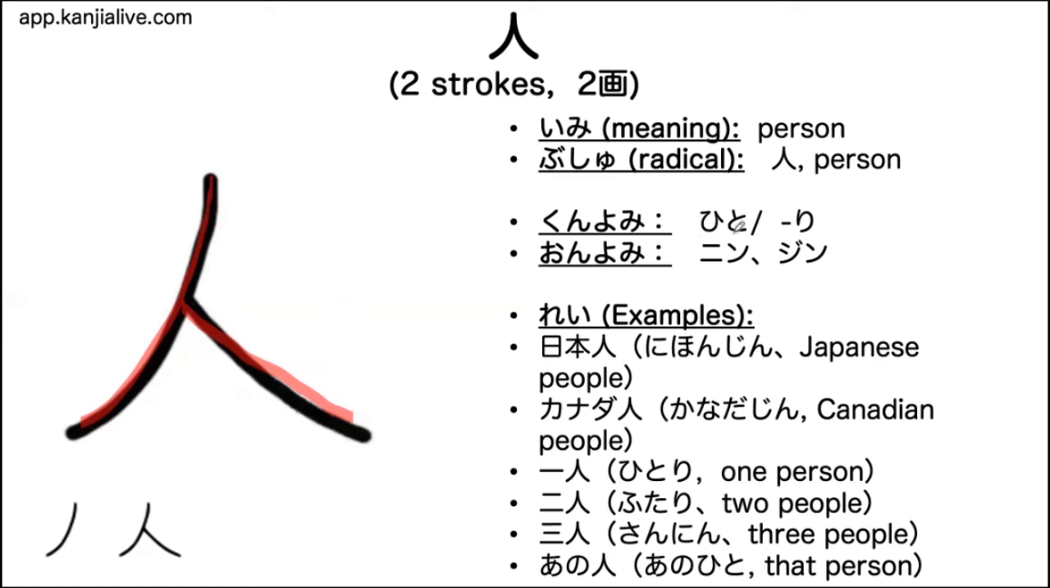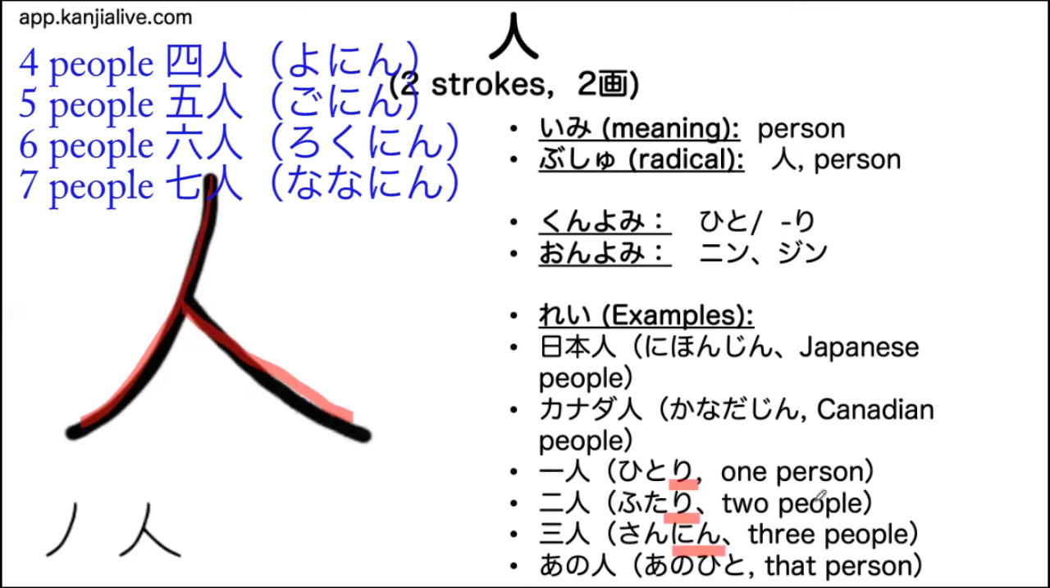So kunyomi, as I mentioned, hito, or you can say ri. So when you count person like this, one person is hitori, ri here, right? Two people, futari, ri here, right? And onyomi is nin or jin. For example, if you count 3 people, 3人. If you count more than 3 people, 4 people is 4人, 5 people is 5人, right? We did learn numbers, right? So just put 4人, 5人, 6人, 7人, okay?